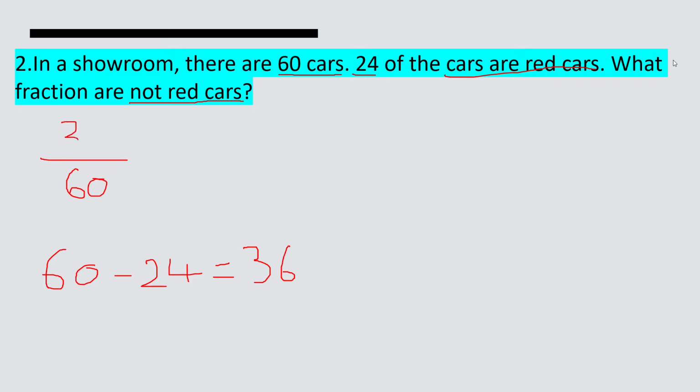So it's 36 over 60. So 36 is the numerator, 60 is the denominator, 60 is the total, while 36 is how much over the total is that? So that's the answer for question number two. Let's go on to our next slide.